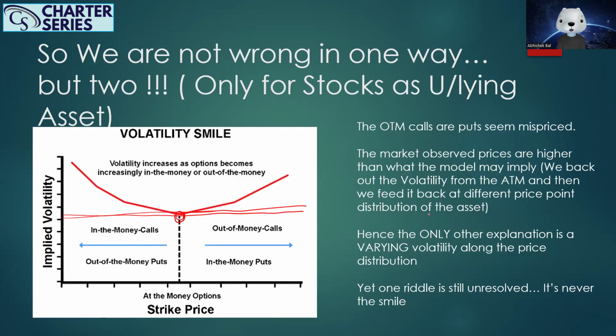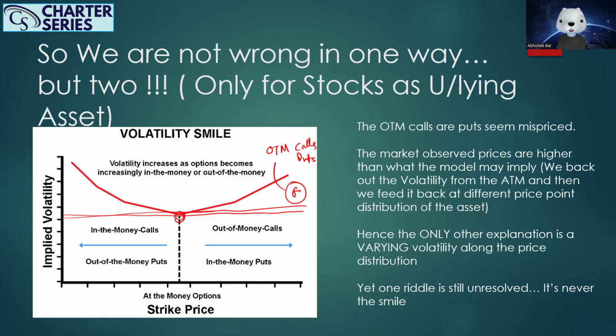How we derive the OTM calls and puts from the model, I have already explained. You observe the market price at the ATM, and you take those market ATM values to back out the volatility, and you use the same volatility to calculate the model driven OTM calls and puts prices, right?